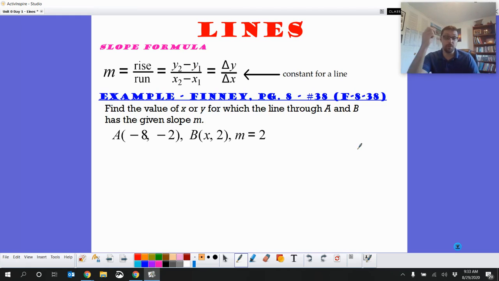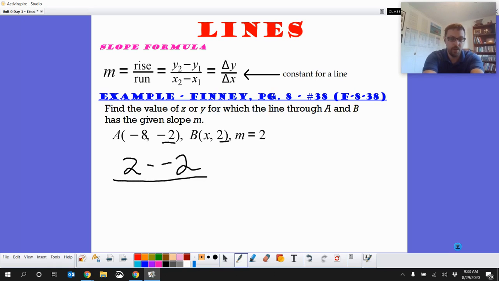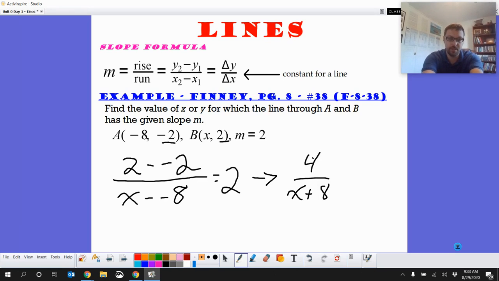So if we wanted to use this formula in a more interesting way than we've done in the past, one thing that we could do is try to figure out an x that's going to get us the slope that we're looking for. So we take our two y values, 2 minus negative 2, over the x values. But one of the x values I don't know, and we want this to end up being 2. Well, this is now an equation that we can choose to solve. So we're going to make this 4 over x plus 8 equals 2.